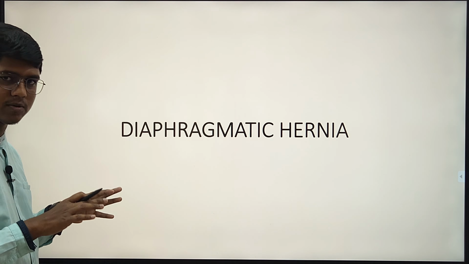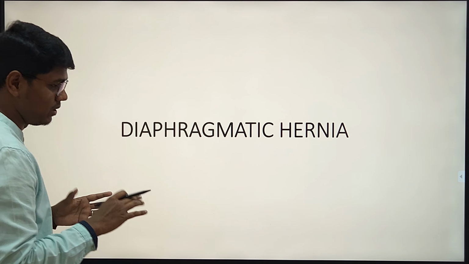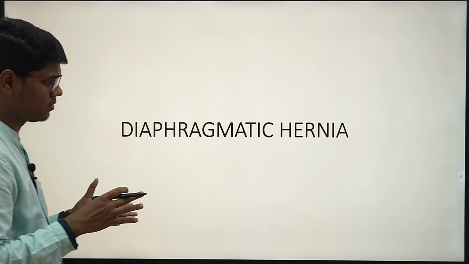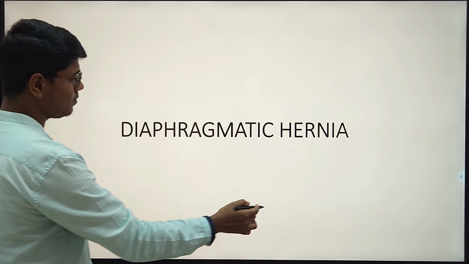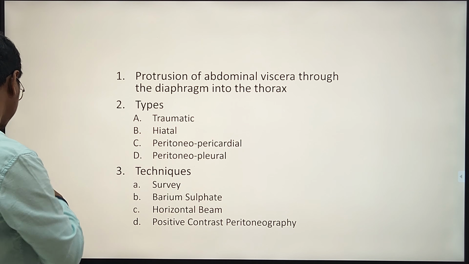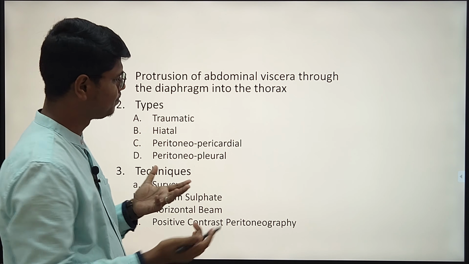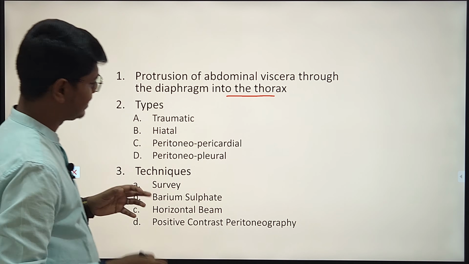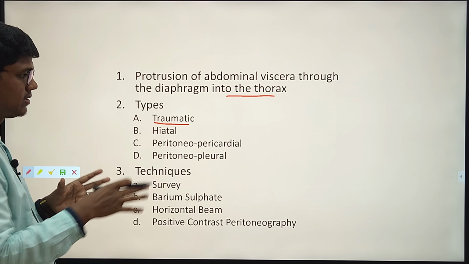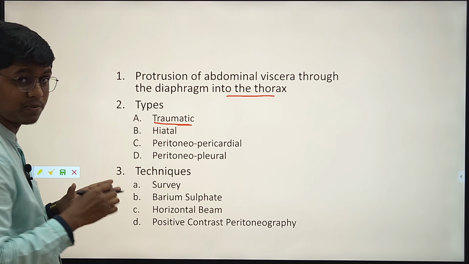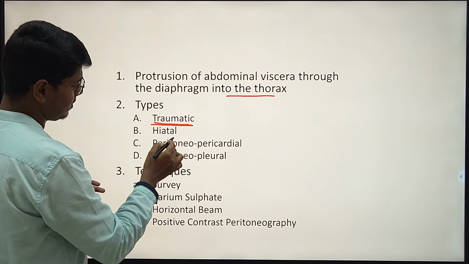Now coming to our main topic, we will mostly deal with diaphragmatic hernia. That is the only disease you can say. There is another disease, paralysis, but that is not so common. So what is diaphragmatic hernia? That is the protrusion of abdominal viscera through the diaphragm into the thorax. There are different types. Traumatic is the most common one, constituting around 50% of all diaphragmatic hernias. So this is traumatic hernia.